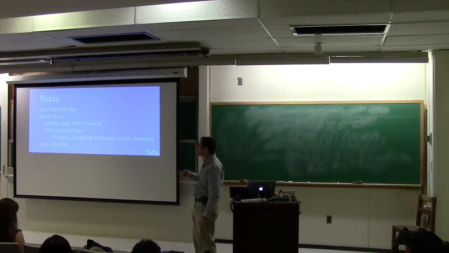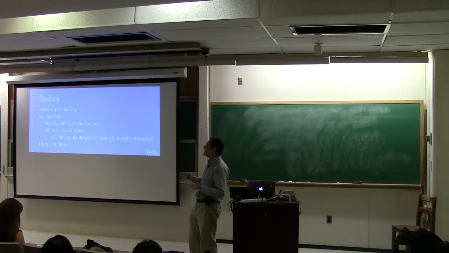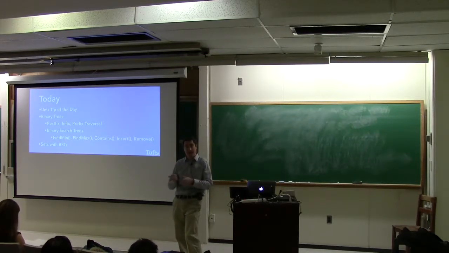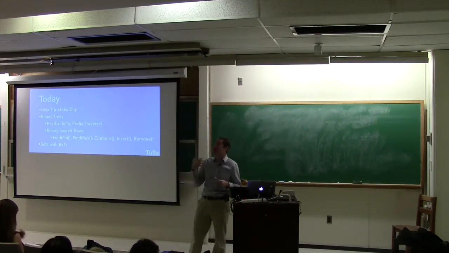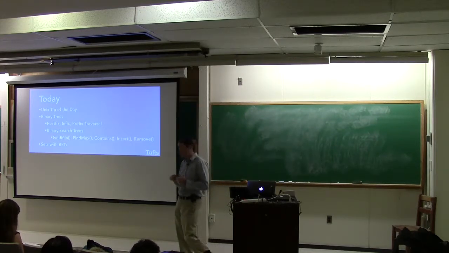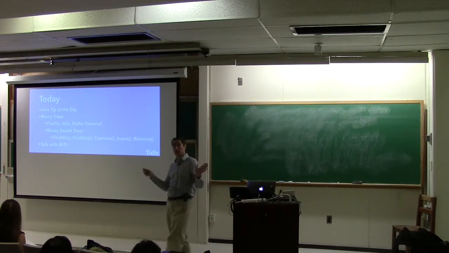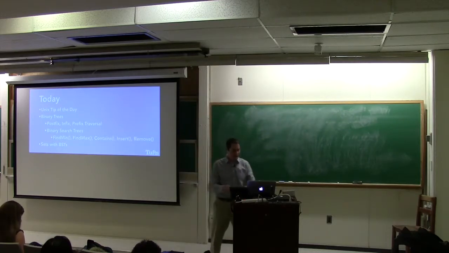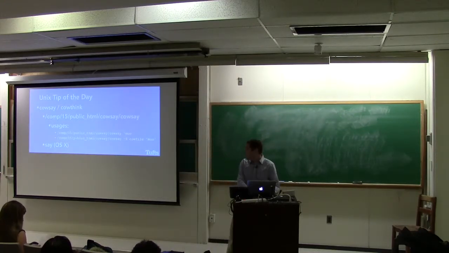Then we'll talk about these binary trees. We will talk about a number of different ways to actually print out binary trees. Then we'll do these things called binary search trees, and we'll talk about a whole bunch of different functions we can do with these binary search trees. And then we'll actually do a little practice on recursion with binary search trees. I told you already that binary trees are perfect candidates for recursion, and we will practice that. All right, so let's see, the UNIX tip of the day.